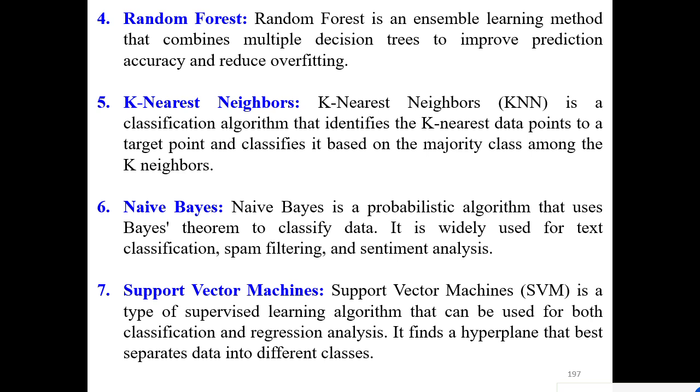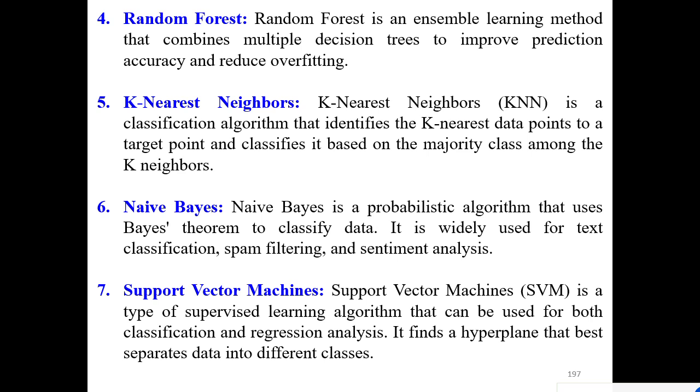So the next technique is random forest. Why we are using random forest: to improve the prediction accuracy and reduce overfitting. That is the main reason we are using the random forest algorithm. K nearest neighbors is a classification algorithm that identifies the k nearest data points to a target point and classifies it based on the majority class among the k neighbors.